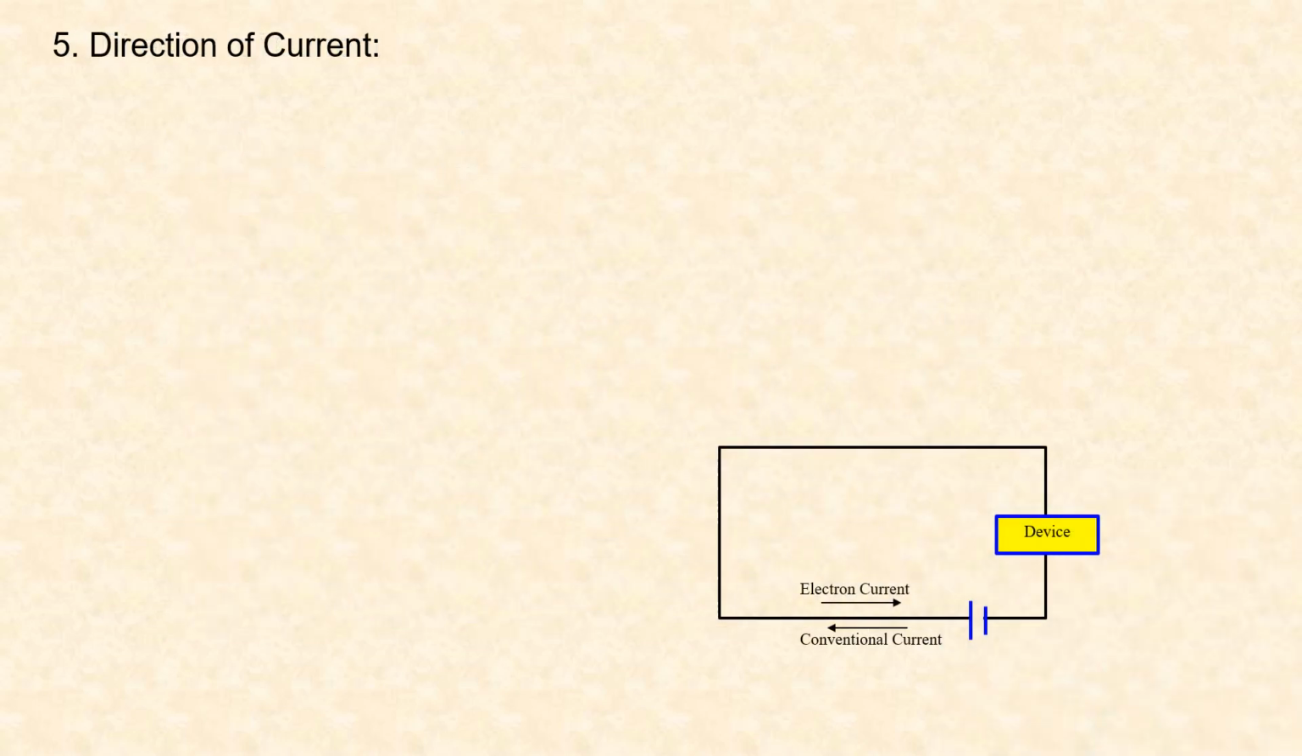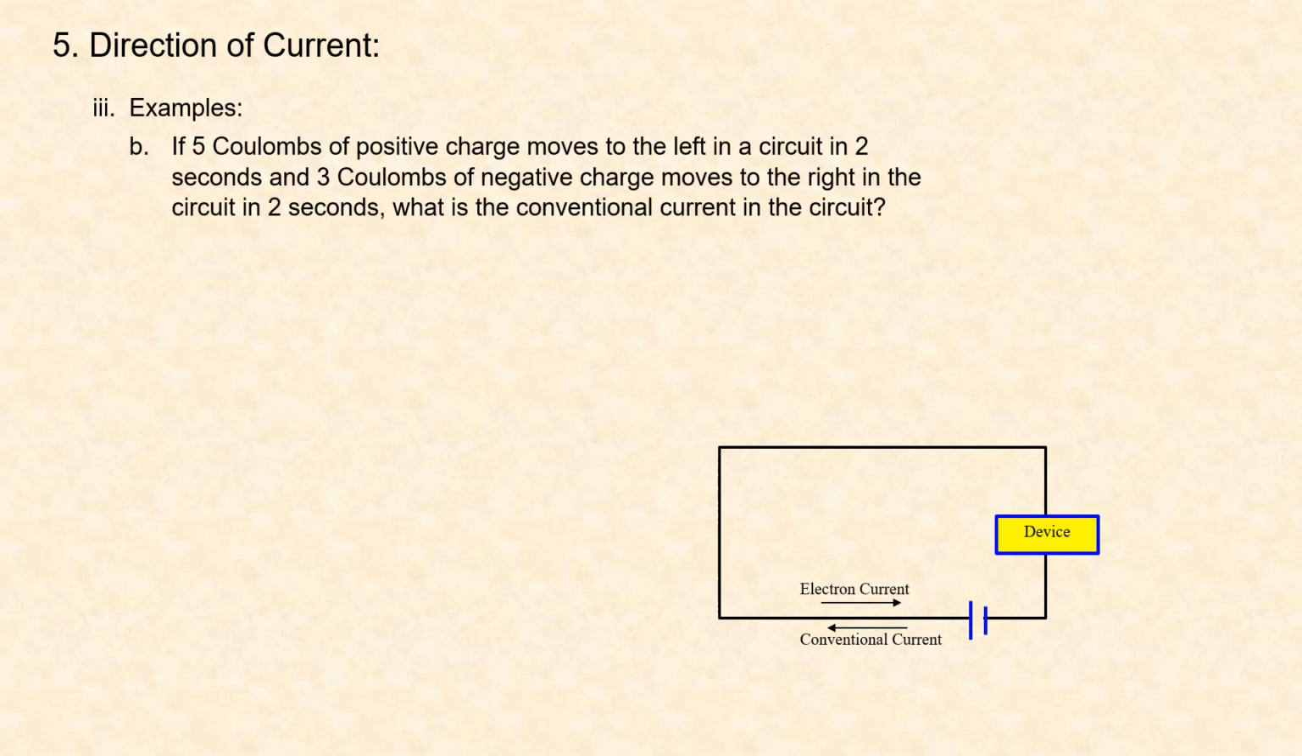All right, so let's take a look at one more example. In this case, we'll take a look at a quantitative example, where we plug some numbers in. So in this problem, we're told that 5 coulombs of positive charge moves to the left in a circuit in a time of 2 seconds, whereas 3 coulombs of negative charge moves to the right in the circuit in the same amount of time, that is 2 seconds. What is the conventional current in the circuit?